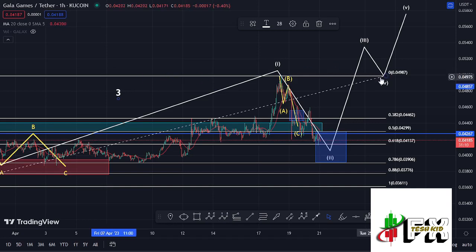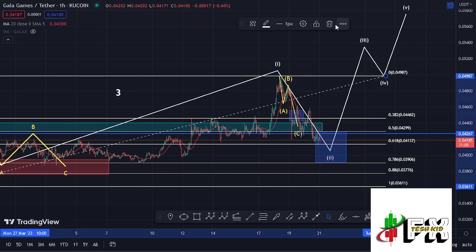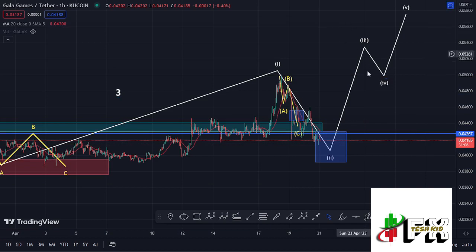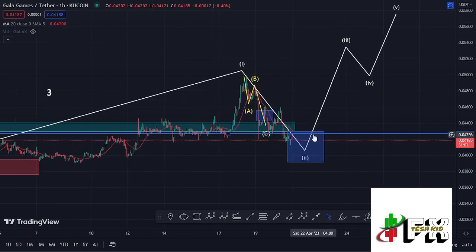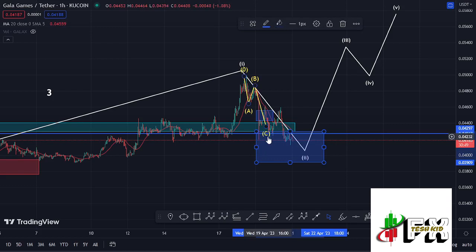So that is the alternative scenario that we can have here on the Gala Games chart, where I'm expecting Gala Games to fully maximize this target area between the $0.04301 mark and the $0.03921 mark. And as long as you fully maximize that and also continue holding within it, then we can expect another breakout to the upside in the formation of that wave 3.